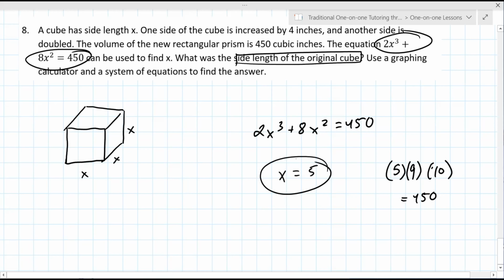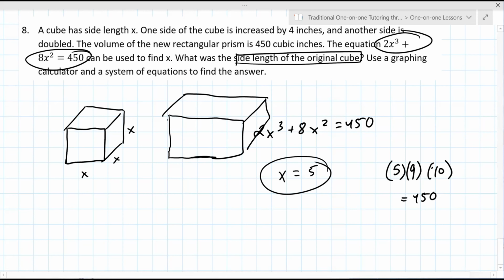Because that got really confusing. For sure it was 5. Well, the problem is that what they're trying to tell you is that there's this new cube. It's actually a prism, but one of the sides stays the same. Anyway, let's not dwell on that.